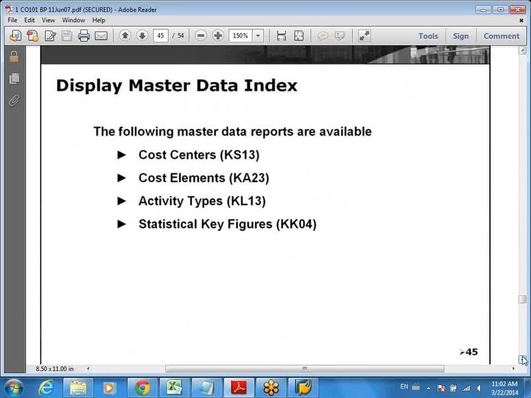These are all the master data reports. If you want to report all the cost centers, use KS13, cost elements KA23, activity types KL13. You also have the statistical key figure, KK04. So let me show you.